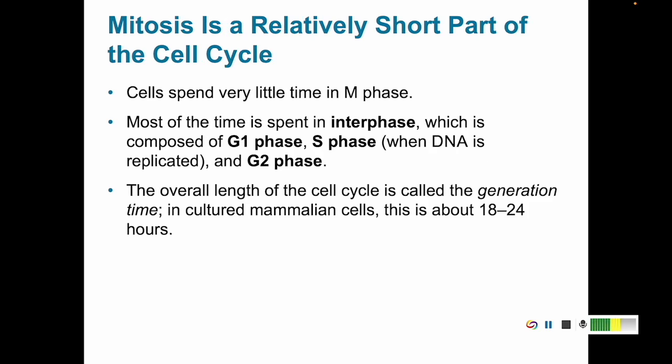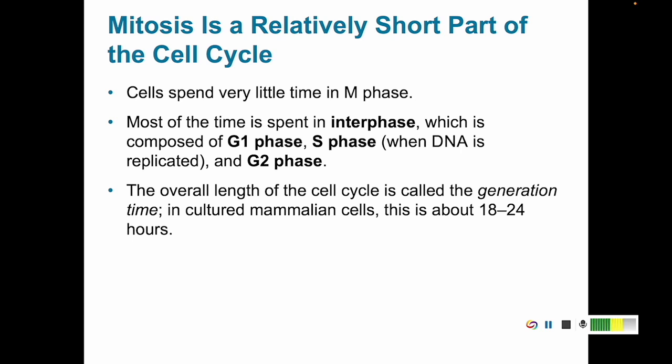During the whole cell cycle, very little of it is actually spent in the M phase. Most of the time that a cell is going through the cell cycle is going to be in interphase. Interphase is when the cell is able to function and do a lot of its jobs that it needs to be doing. In interphase, you have G1, when the cell is growing, just doing its cell jobs. S phase, when DNA is replicated. And G2 phase, when the cell is growing and preparing for mitosis.